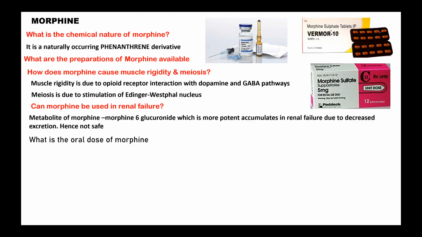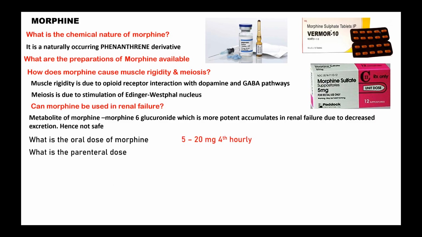5 to 20 mg orally. Where is it used most commonly? Oral morphine, chronic pain, palliative care. Final terminal cases of cancer which are unable to get treatment. In palliative care, they use up to 80 to 100 milligram per day also.